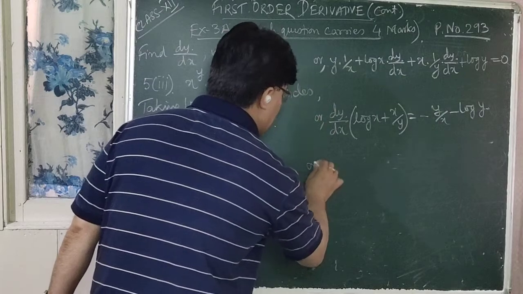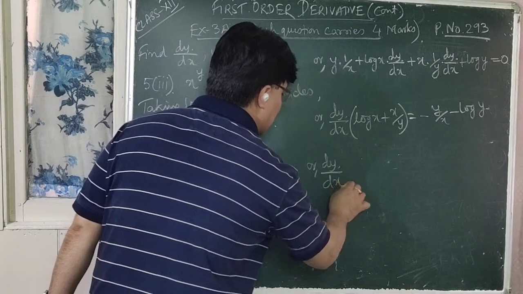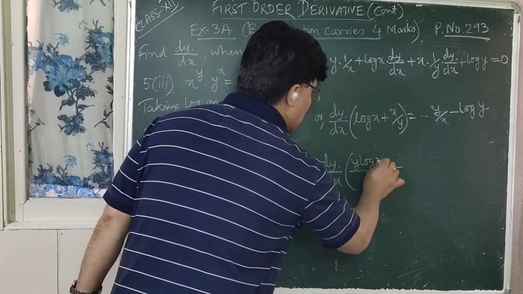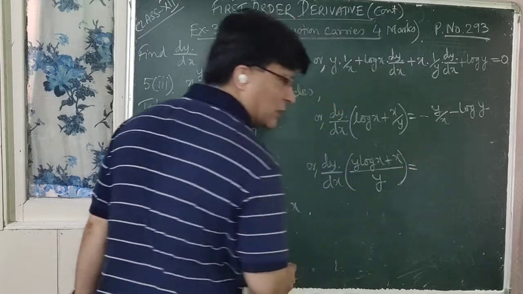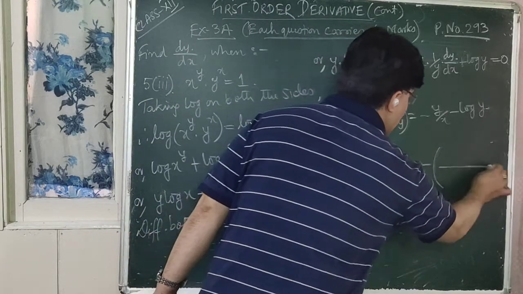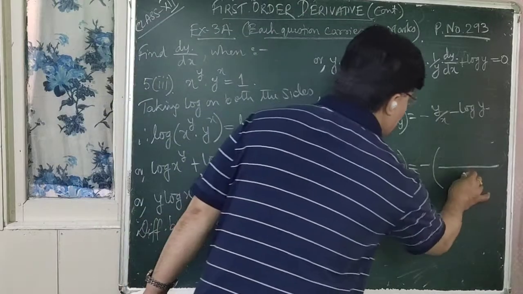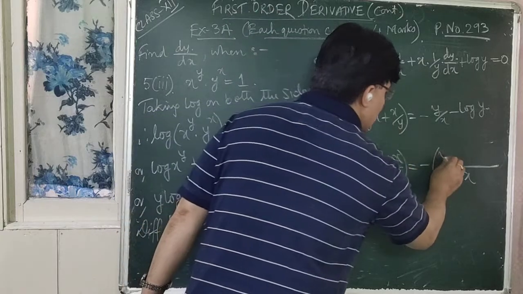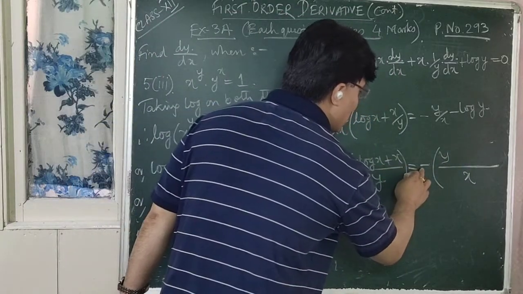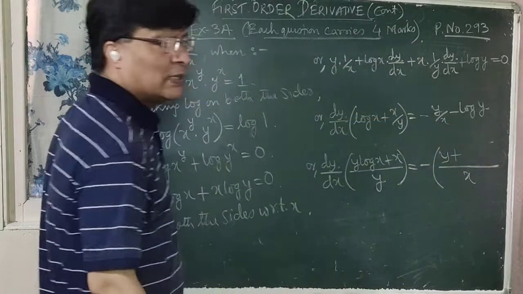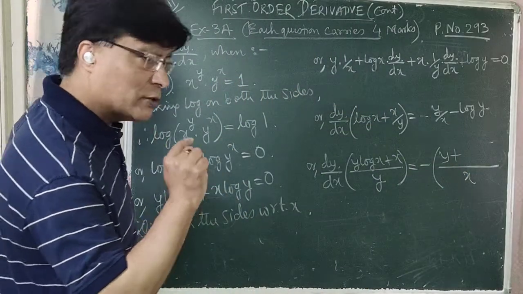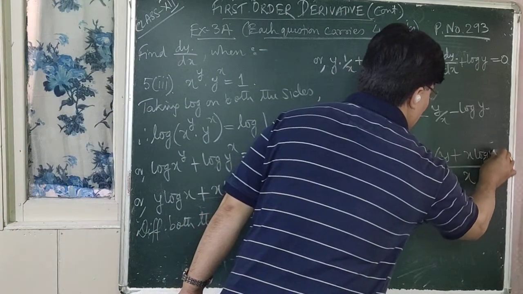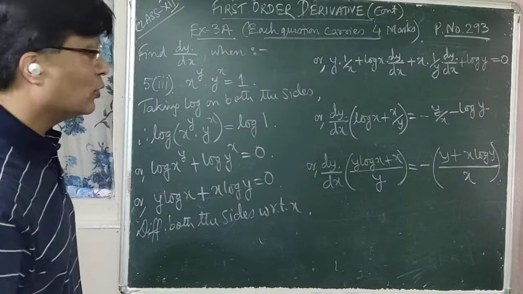Now let us simplify it. Let us take the LCM within bracket here. What's the LCM? It is y. So it is y log x plus x, bracket closed, is equal to, here minus is taken common, so within bracket, what's the LCM? The LCM is x. So this x is divided by x, that is 1. 1 into y is y. So minus is taken common here, minus into minus, this is plus. Now below log y there is 1, so x is divided by 1, that is x. So x into log y.